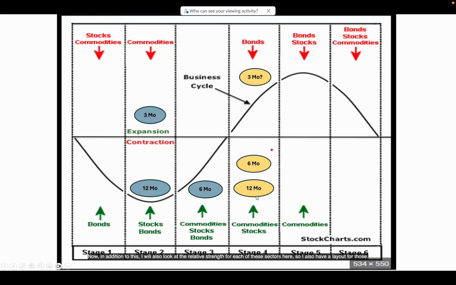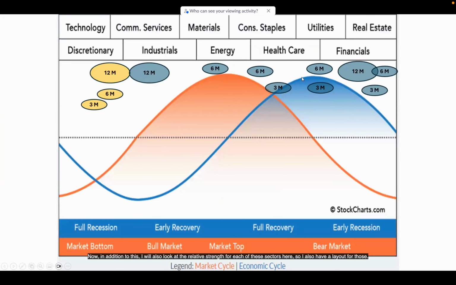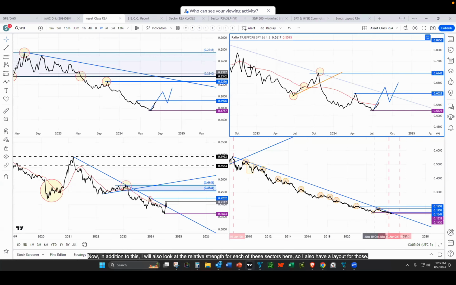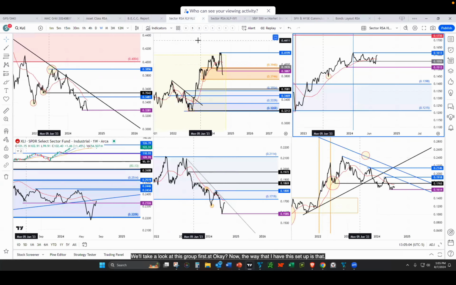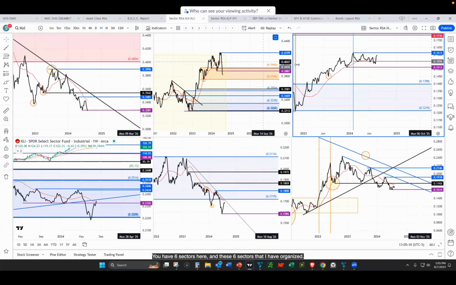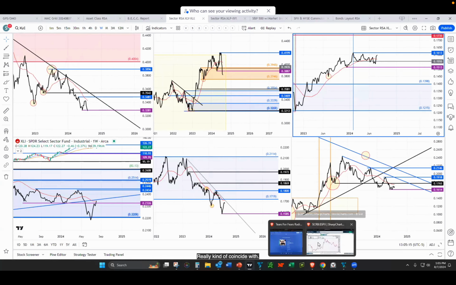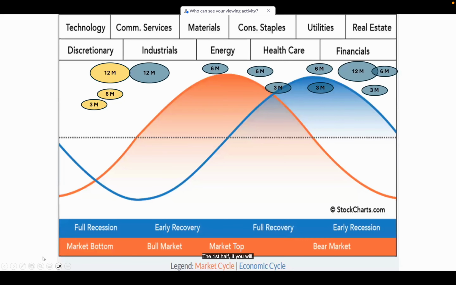Now, in addition to this, I will also look at the relative strength for each of these sectors here. So I also have a layout for those. We'll take a look at this group first. The way that I have this set up is that you have 6 sectors here, and these 6 sectors that I have organized really kind of coincide with the first half, if you will. So if we take a look at this model here, this is that front half that tends to be bullish. And then here we have the back half, if you will, that tends to be bearish.